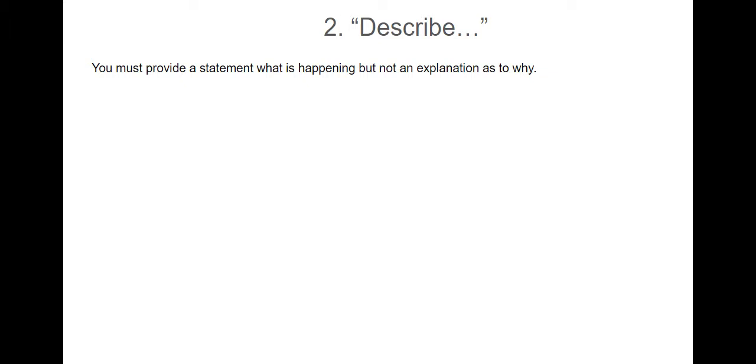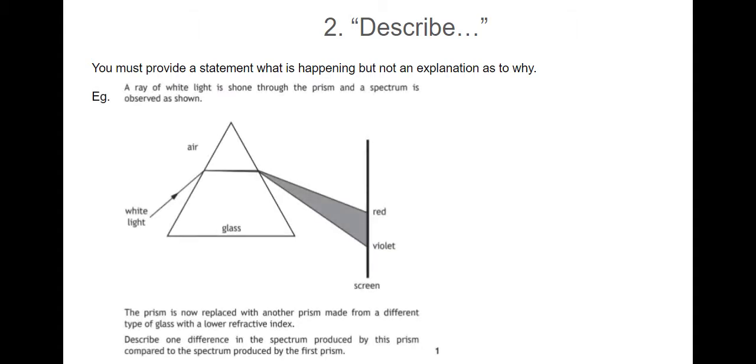Describe. You must provide a statement, what is happening, but not an explanation as to why. For example, here we've got a prism casting a spectrum on a screen. And then the prism is replaced with one with a different type of glass with a lower refractive index. And you've got to describe the difference. So how is that spectrum going to appear different?